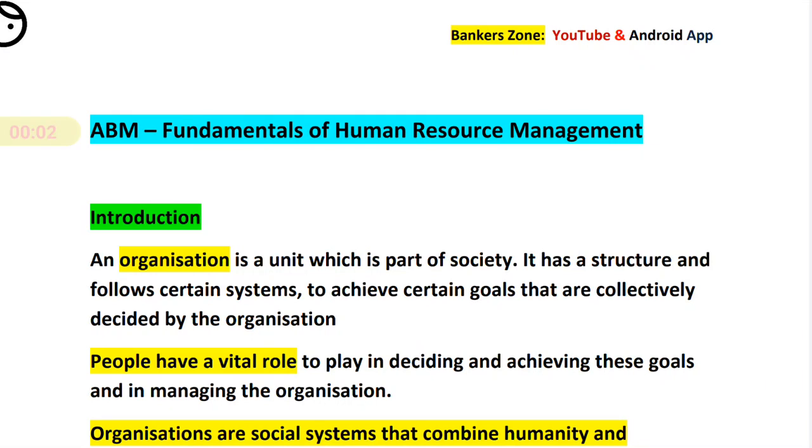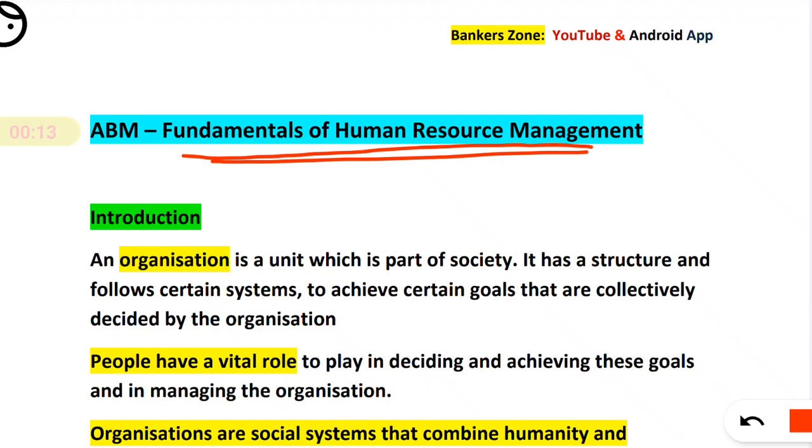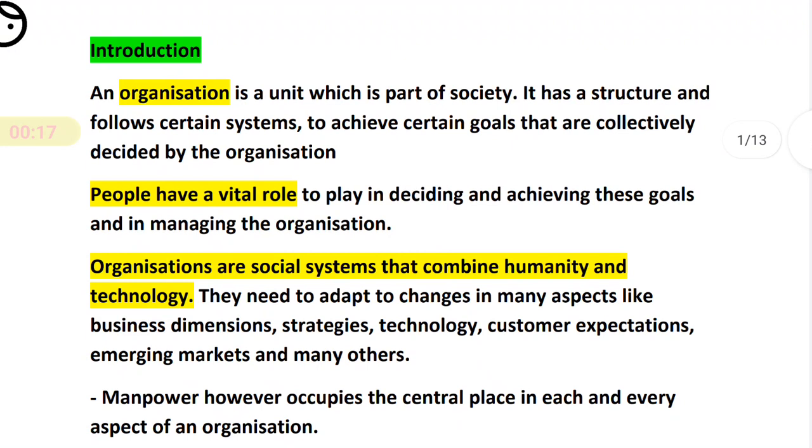Hello friends, here we will start with the Advanced Bank Management Module C and the very first chapter in Module C, Fundamentals of HRM. Okay, so fundamentals of Human Resource Management. So friends, first some introduction part.